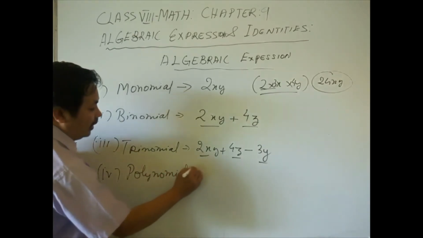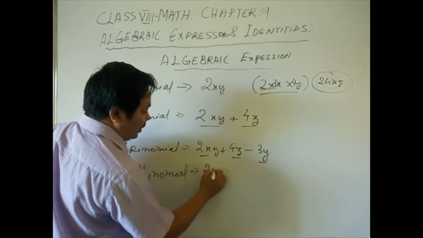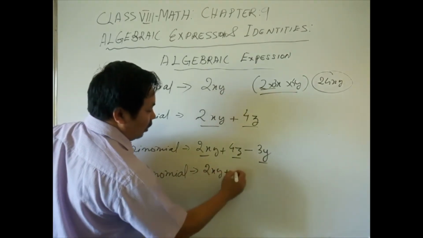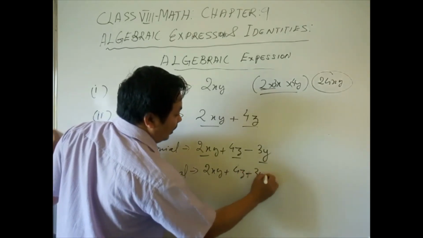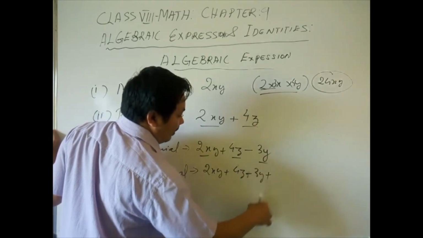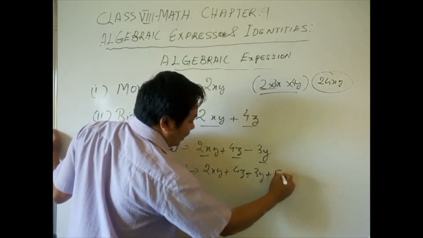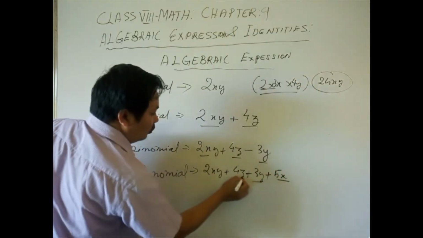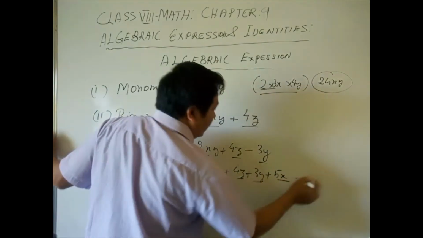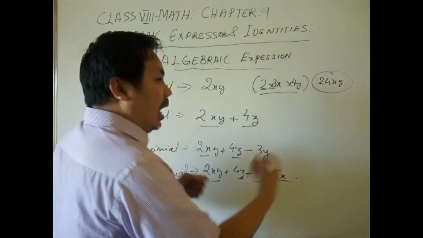Polynomial. Poly means many, so many means it is more than three. For example, say twice xy plus 4z minus 3y, again we say minus or plus, plus 5x, and 1, 2, 3, 4, and so on. Plus again another, minus again another, or plus again another terms again.